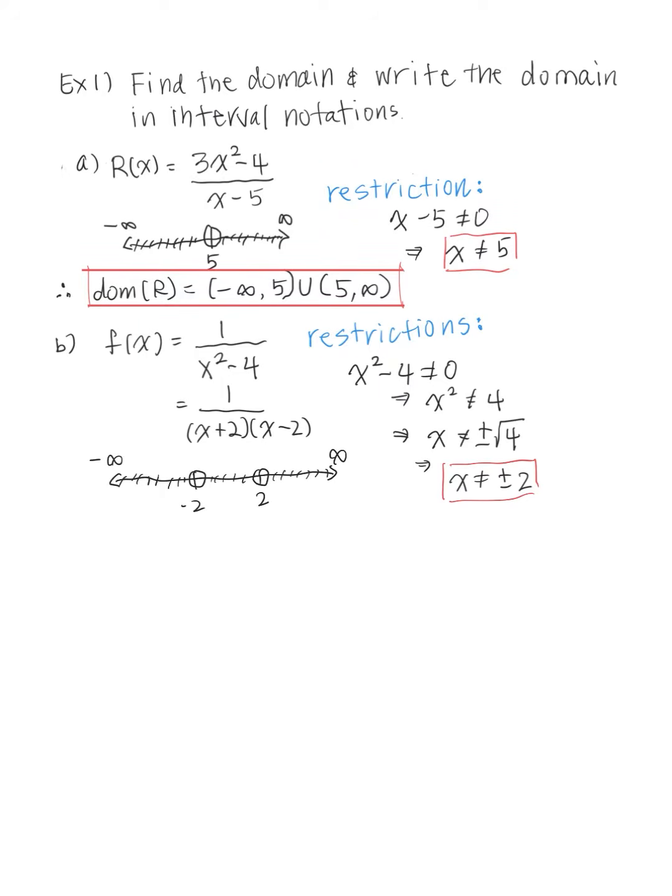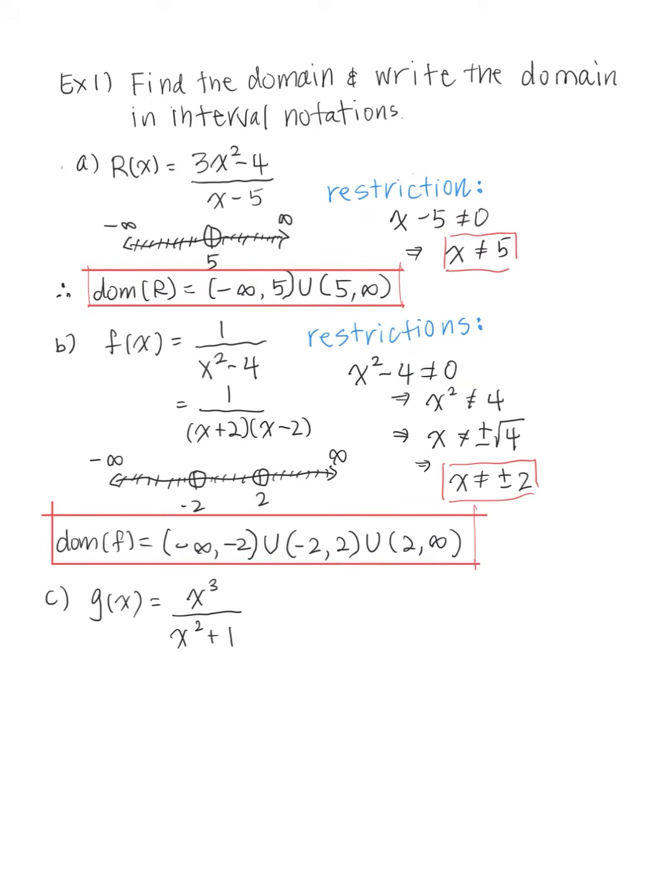So what is the domain of f? It's going to go from negative infinity to negative 2 open, and then union. Don't forget the middle part. You still got negative 2 comma 2, right? And then union, and then 2 to positive infinity. Next, let's do this one.